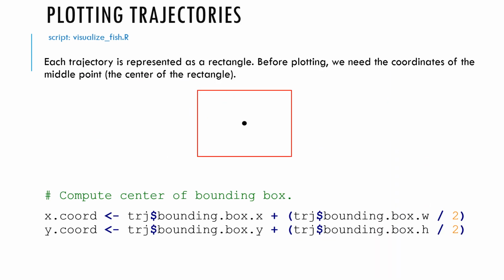Each trajectory is represented as a rectangle, but before plotting the trajectories we need the coordinates of the middle point or the center of the rectangle. We can use the following code to compute the center point of the rectangle. Here we are adding the x-coordinate and the width of the rectangle and then dividing by 2. And we can compute a similar for the y-coordinate.